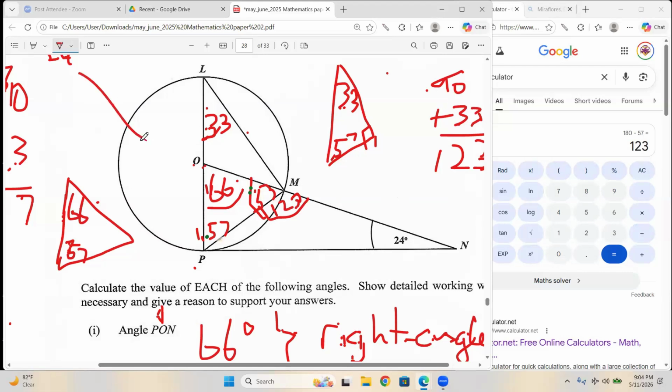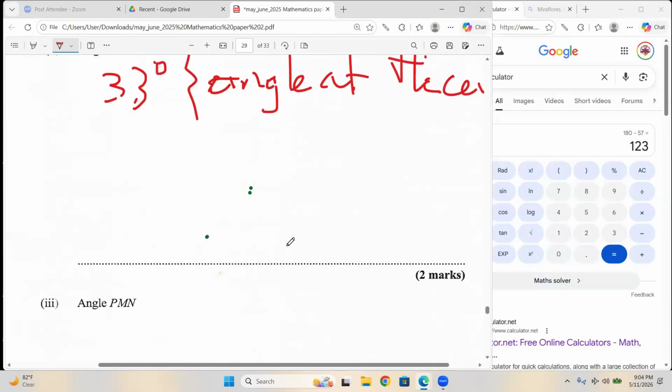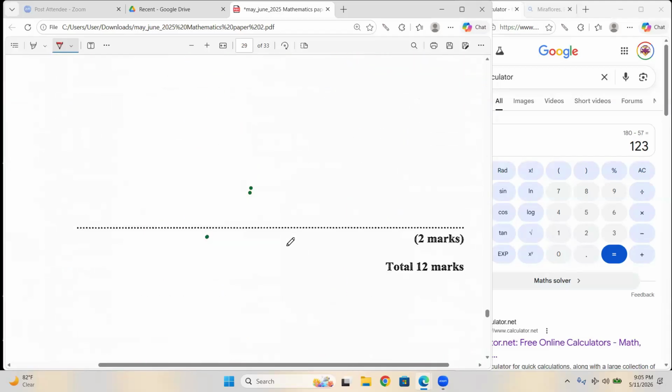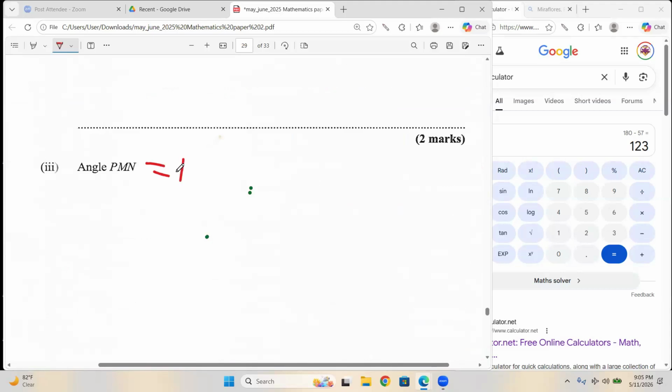I don't know if you're seeing it well. We have a straight line there, which consists of two angles, the 57 and the 123. Both of them must add to 180. So what did I use? I used a few things: angles in a semicircle, then angles in a triangle, and then angles in a straight line. Wow, just to figure out one thing. So we have 123 is the angle.